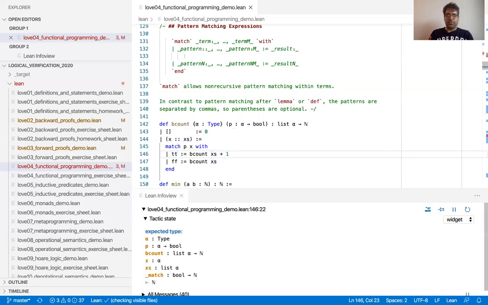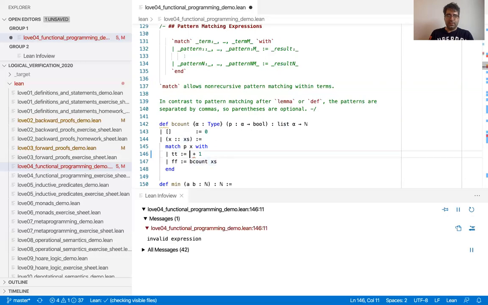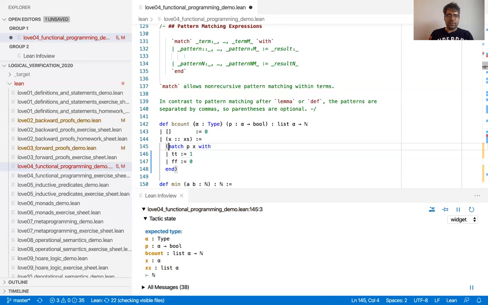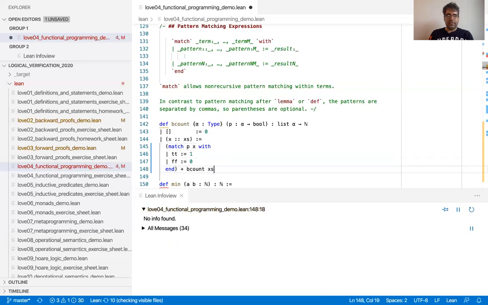Another way to write this, which I actually prefer, is to say 1, 0. And then I would put all of this in parentheses and say plus, and then you continue recursively. And then you indent properly. The first bar is not mandatory. It's kind of an or, but we usually put it there, right?